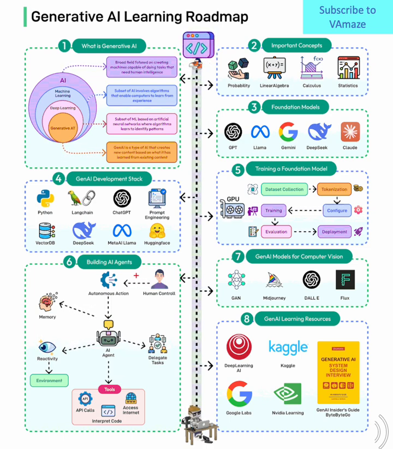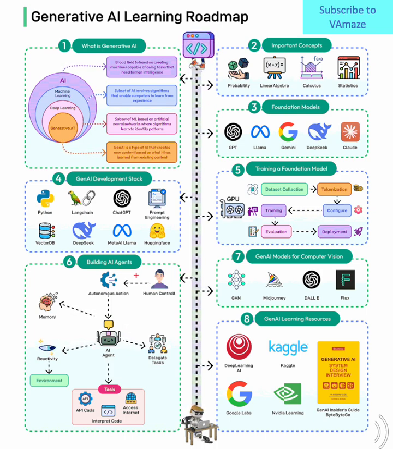At its highest level, AI is a broad field dedicated to creating machines capable of performing tasks that normally require human intelligence. Within AI, machine learning uses algorithms that learn from data, and nested inside that is deep learning, which relies on artificial neural networks to identify patterns. Generative AI is a subset of deep learning, models that don't just recognize or classify information, but actually generate new content, whether text, images, audio, or code, based on what they've learned from existing examples.